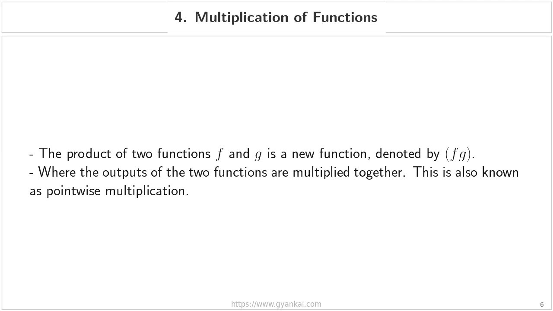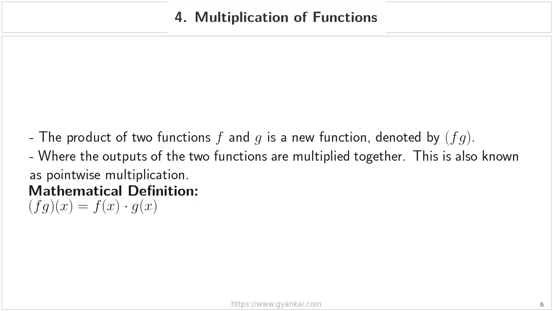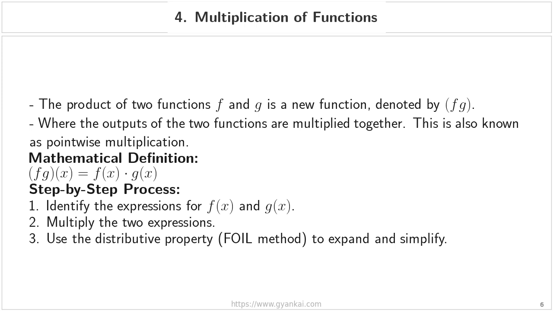You might also hear mathematicians refer to this as pointwise multiplication, because we are multiplying the values at each specific point. To put this into a formal mathematical definition, the function fg of x is equal to f of x times g of x. To solve these problems accurately, I recommend following this 3-step process.